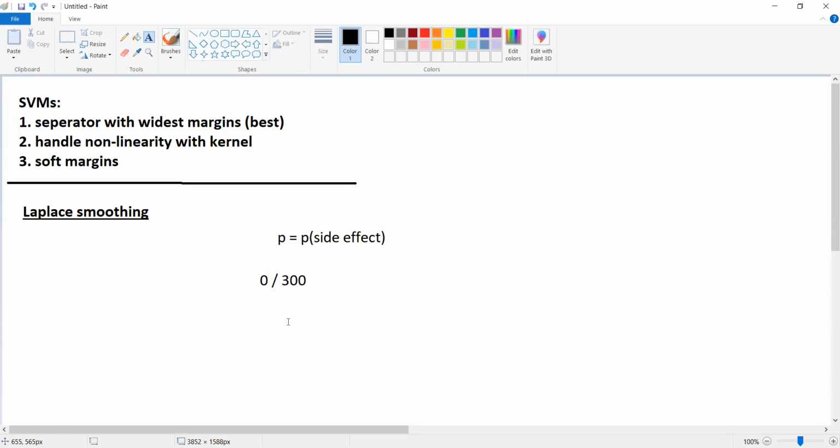But we kind of feel intuitively that this is not the best estimator because my sample size is limited. Just because I hadn't observed that side effect doesn't mean that the probability of it is 0. To say something has a probability of 0 absolutely means it will never ever happen, right?